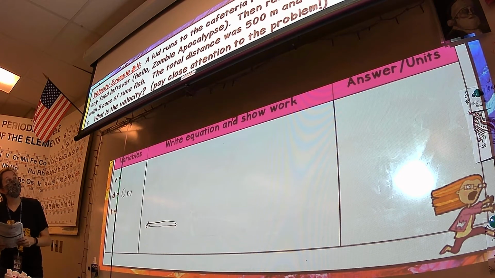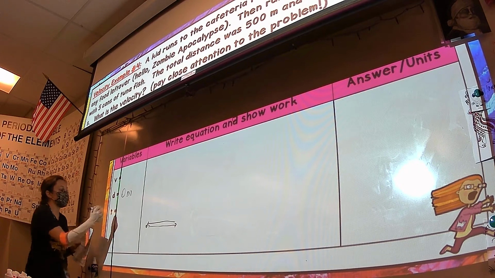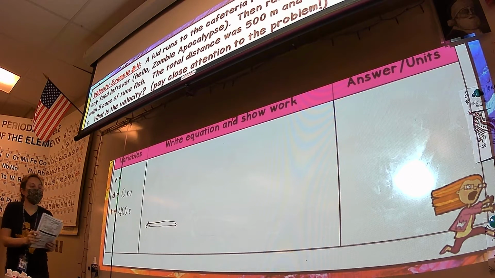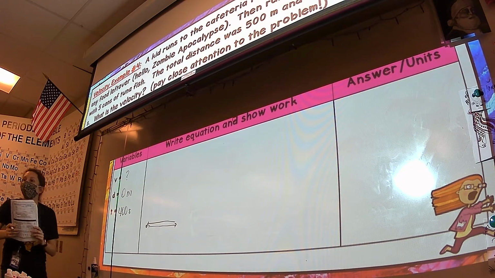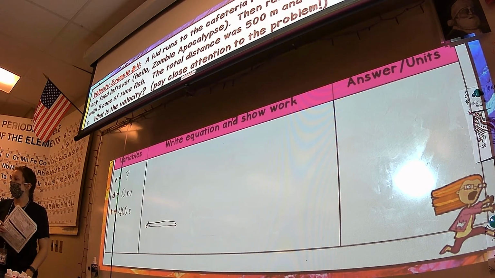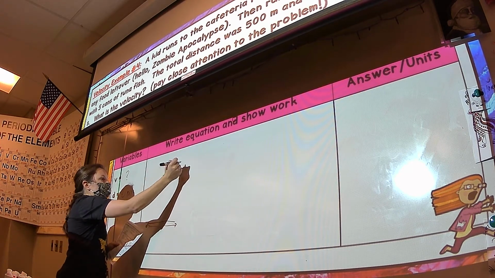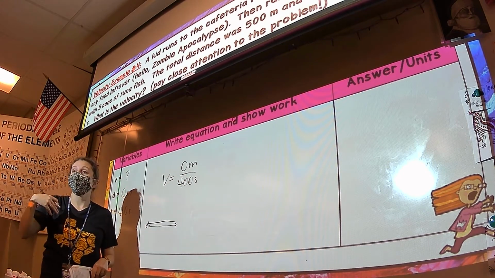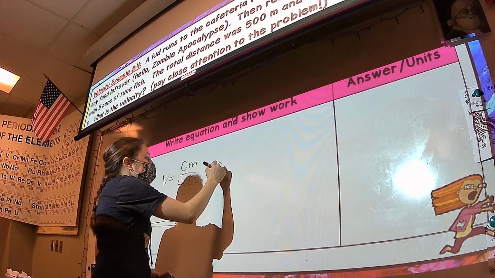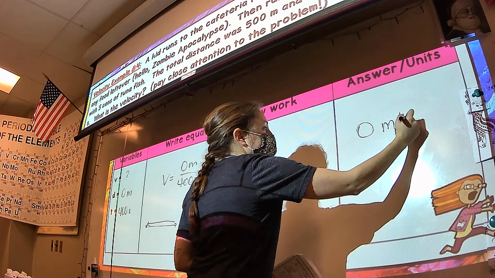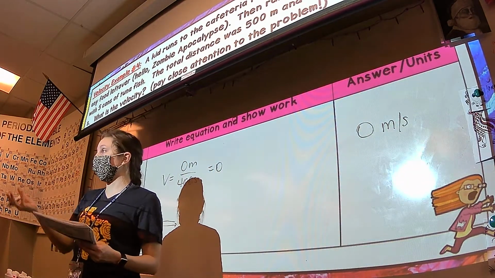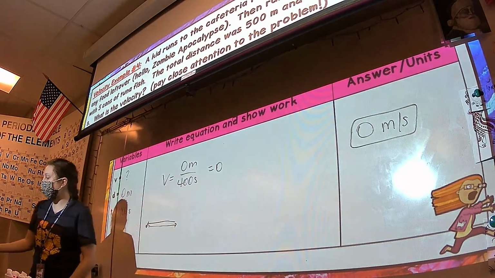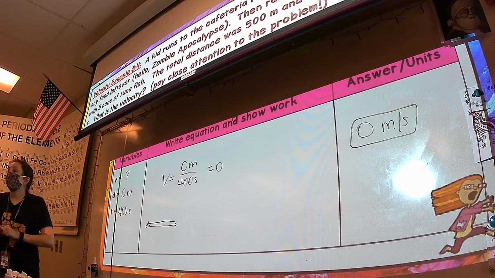It did give us a time, 400 seconds. So I'm looking for V. What math do I do to solve for V? Divide, okay? So velocity is going to equal displacement divided by time. What's our answer? 0, okay? So in this case, our velocity is going to be 0 meters per second. We don't have a direction because it's 0. So that one was a trick question. I want to see if anybody caught it. But velocity always uses displacement.